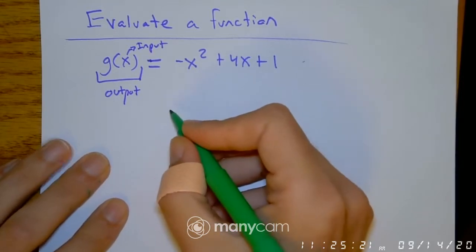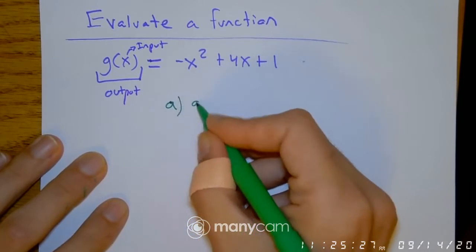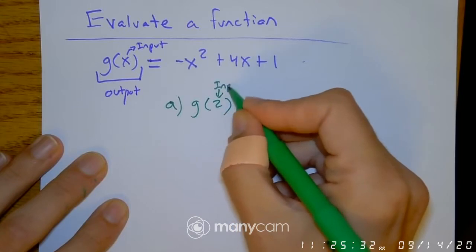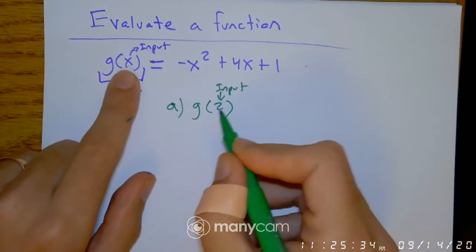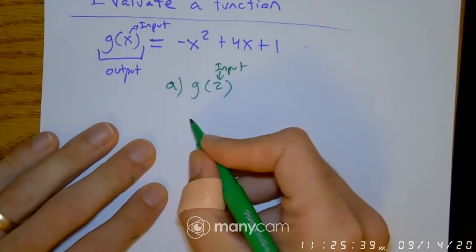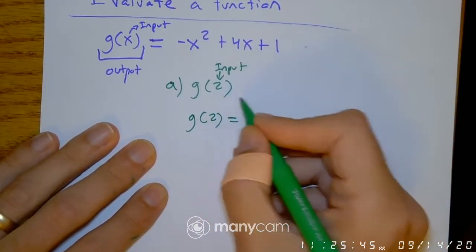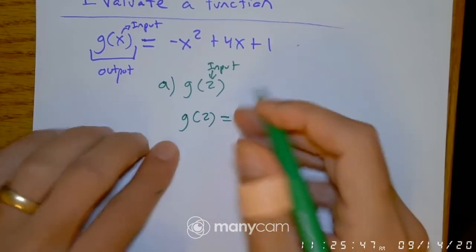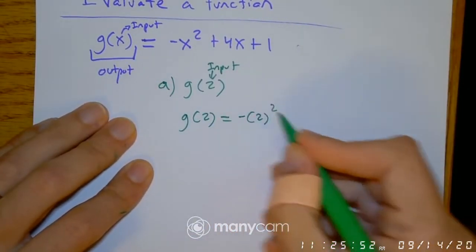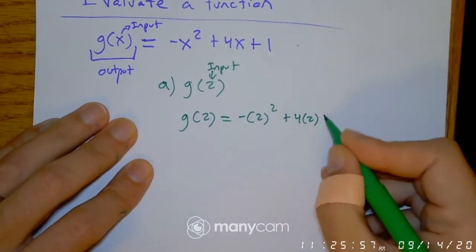All right, so first we're going to try a couple of things. Let's say I want to try g of 2. Notice what's different is my input. This input was x. What this means is that I'm replacing all of my x's with 2's. So g of 2 would equal, and it's super important because my other class is having issues with this, whenever you plug in, you should plug it in with parentheses. So I'm going to have negative quantity 2 squared plus 4 times the quantity 2, plus 1.